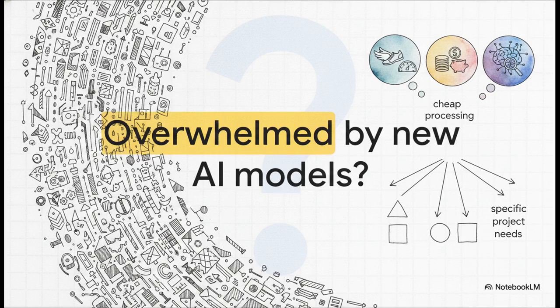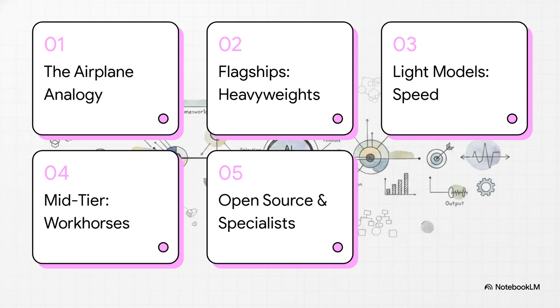Ask yourself, do you need speed right now? Do you need cheap processing? Or do you absolutely need raw, unfiltered brain power? Okay, here is our flight plan for today. We'll be covering the airplane analogy, flagships, which are the heavyweights, light models built for speed, mid-tier workhorses, and we'll wrap up with open source and specialists.